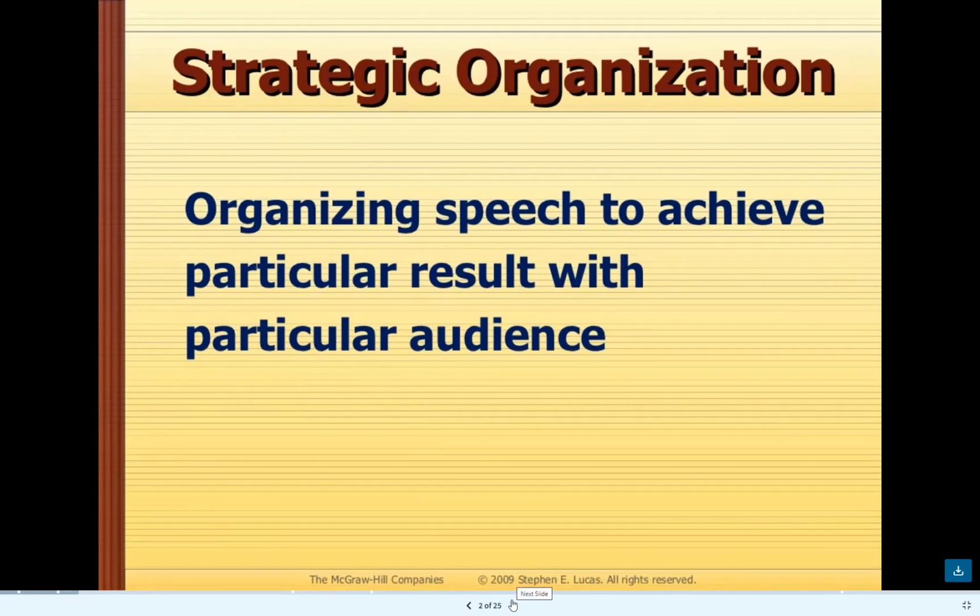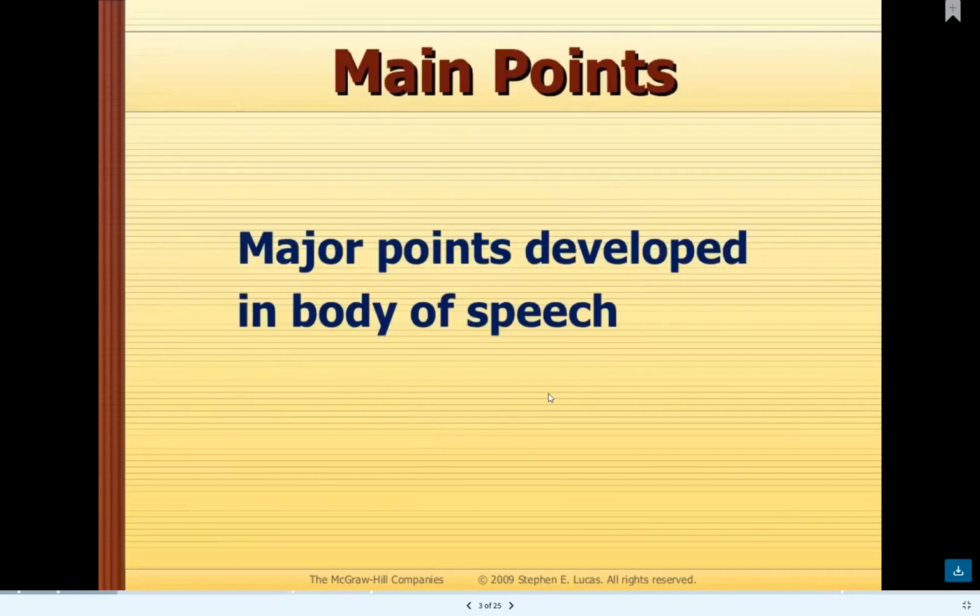So organization comes first, and then we have another thing which is the most important thing, and it is about main points. A speech has to have, firstly, it should be organized, and it cannot be organized without having main points. What are main points? They're actually major points developed in the body of the speech.